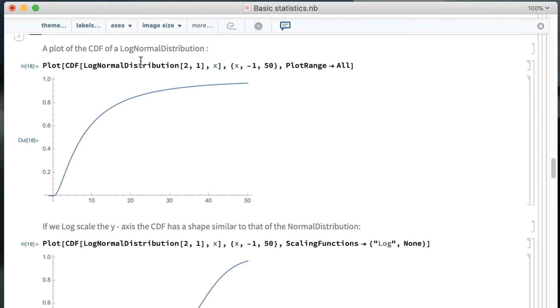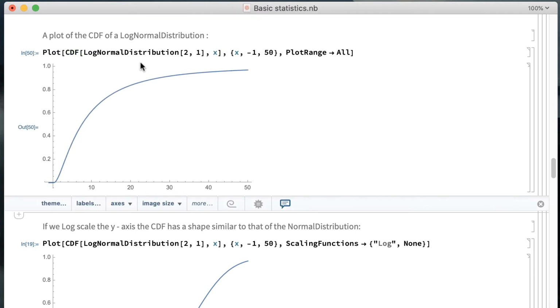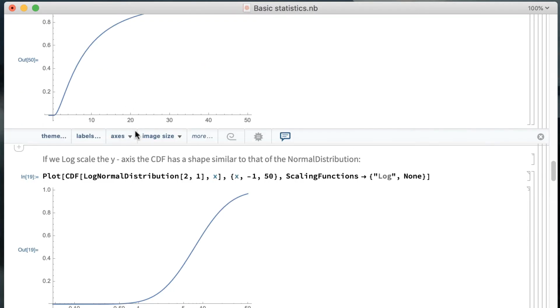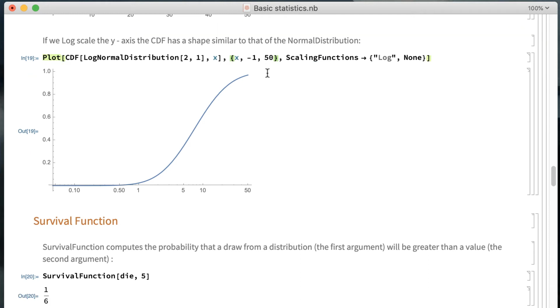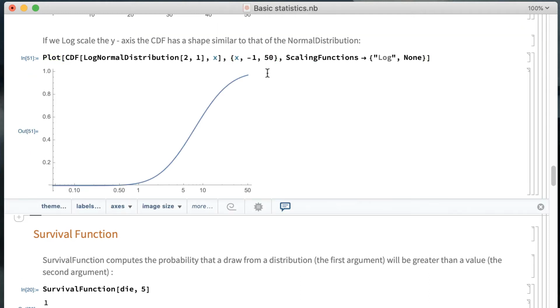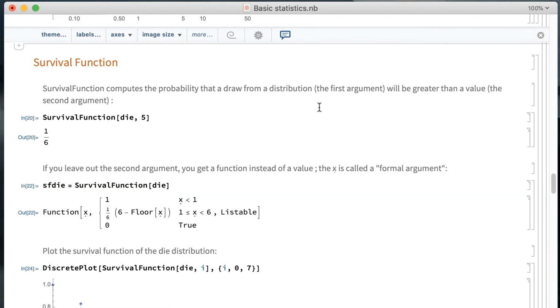We can do the same thing for a log normal distribution. If you scale the x-axis logarithmically, as I'm showing here, where it's kind of compressed on this end, you can see that the CDF of a compressed log normal distribution looks a lot like that of a normal distribution, and that's because of the particular way in which the log normal distribution is defined.